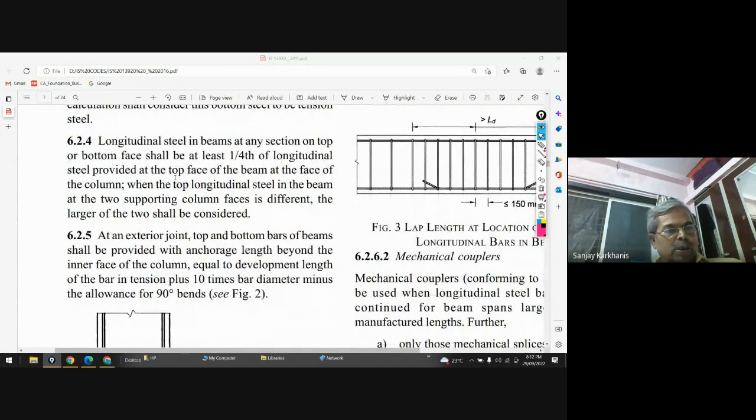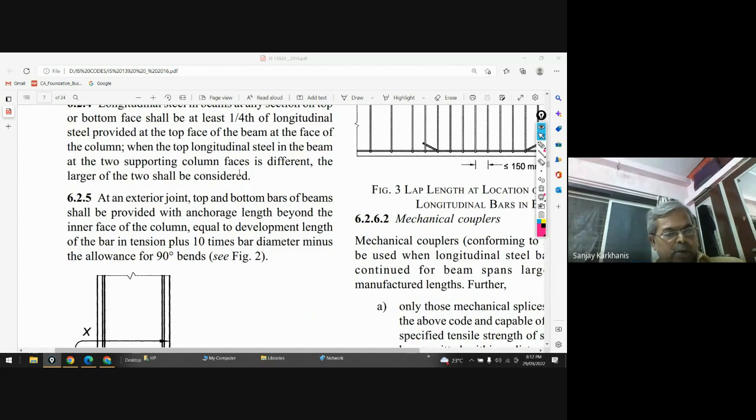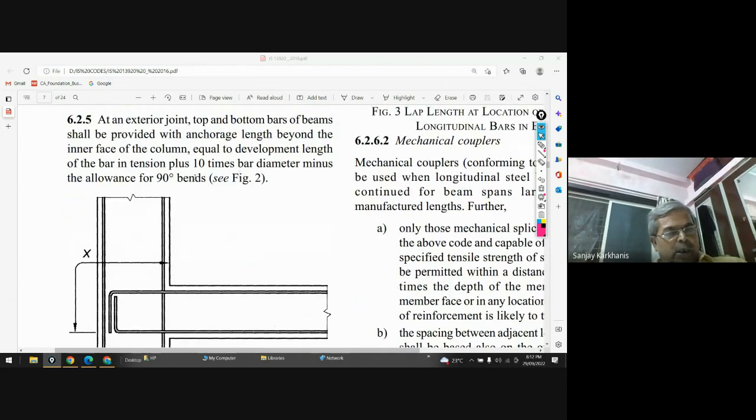You can see the longitudinal steel in beams at any section shall not be less than 1/4 of the longitudinal steel provided at the top face. Again, we'll see that. And this is very important.